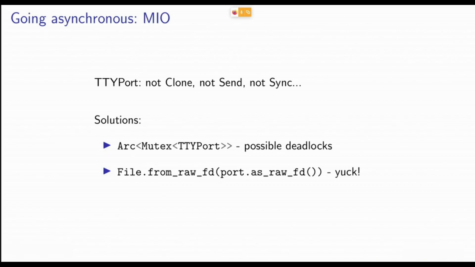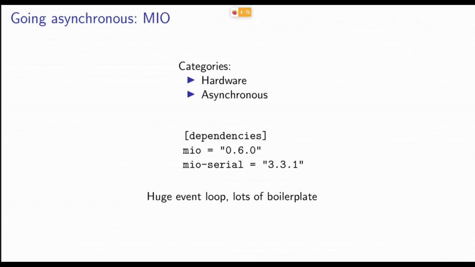You can use some fancy C knowledge, so you can use the port's raw fd and then make a file from that and just write to that file or something. But yeah, it's not really the Rusty way, right? We don't really want to do that. So what I would suggest is just looking for hardware asynchronous.